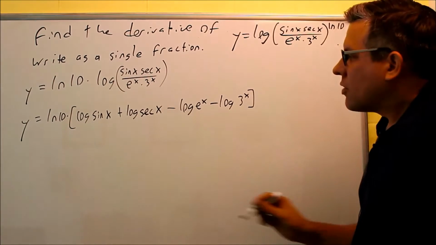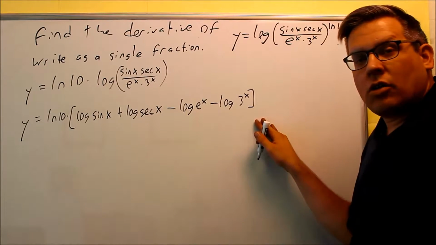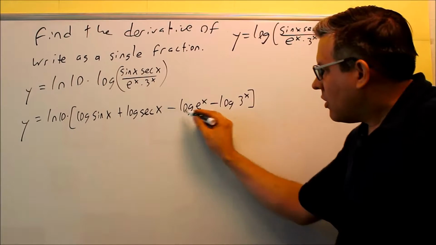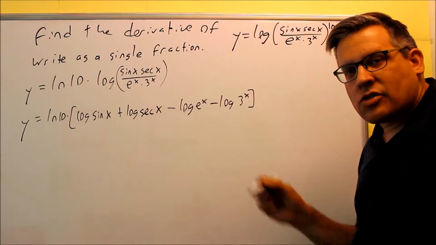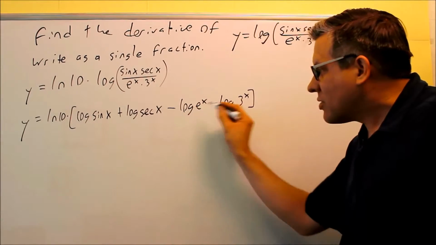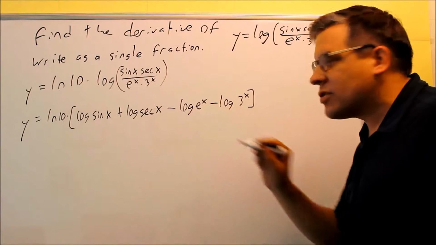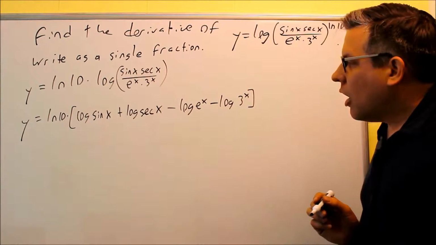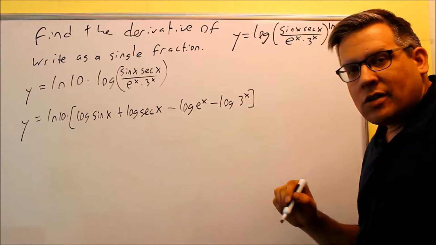Okay, so that's expanded as far as I can go with logs. Now this part right here does not cancel. If you had ln e to the x, that would cancel out and give you an x, but there's a log base 10 here. It's different. So if the bases are different, you can't cancel that. So this is as far as you can go with that one. We're now ready to take the derivative.